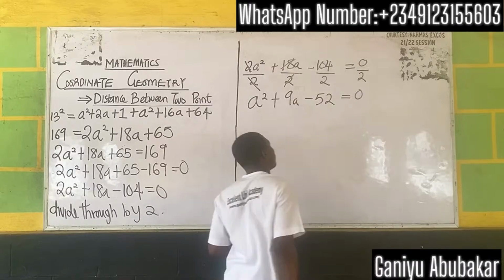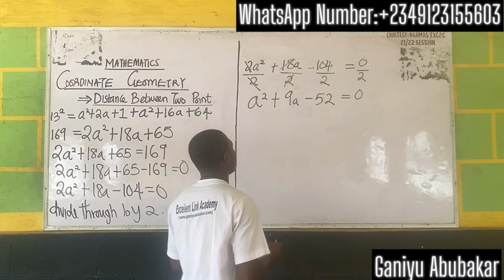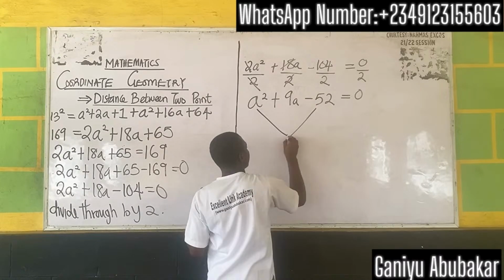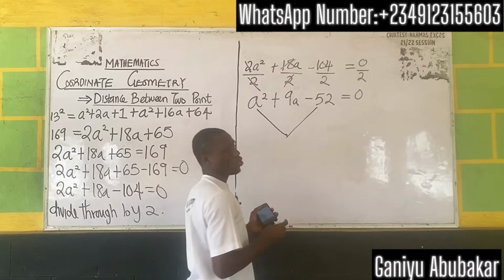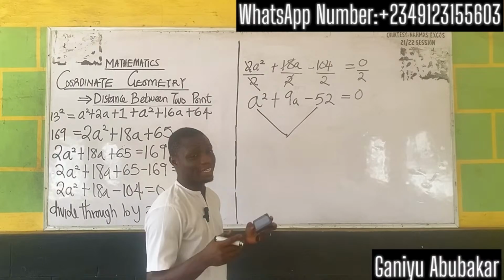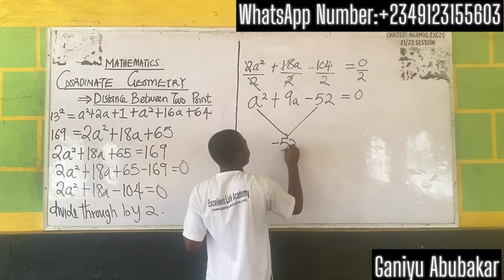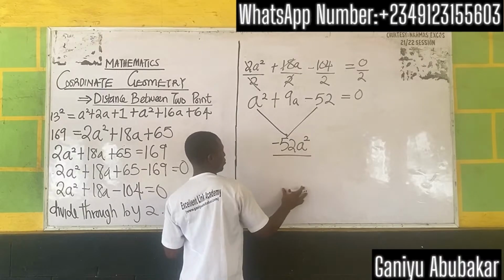All right, we are here. So next task is to factorize this one here. So we said it's easy to factorize. Go back to quadratic equation concept. You should know that by now. All right, negative 52 times a squared, that gives you minus 52a squared. All right, look for two values that multiply together.